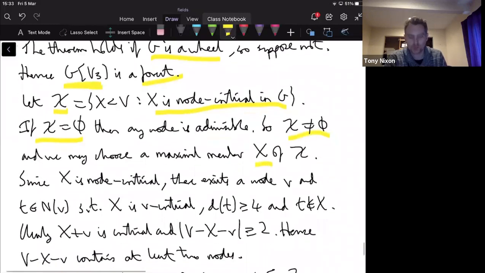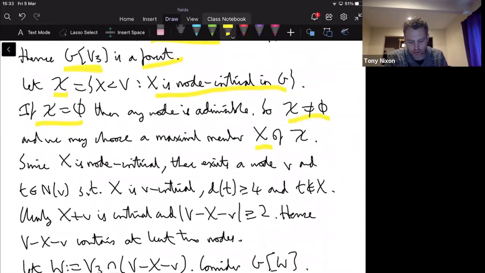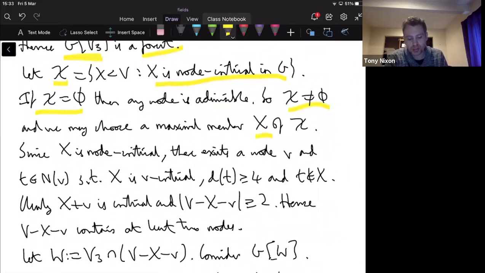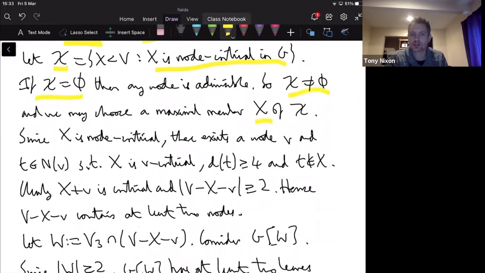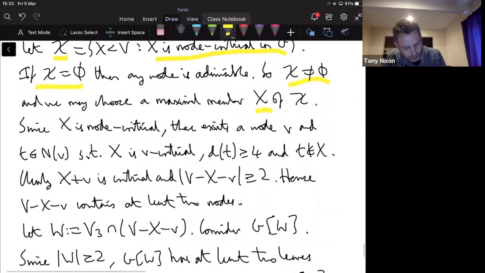Okay, so we choose a biggest node critical set, and then we want to find a bigger node critical set and get a contradiction. Okay, so X is node critical, so there exists some node and a vertex adjacent to that node, such that X is critical for that node, and the vertex has degree at least 4 and is not in the V critical set.